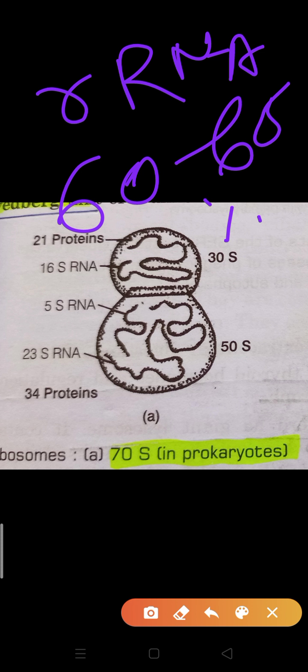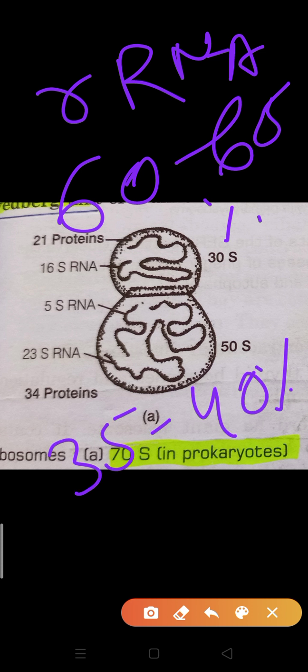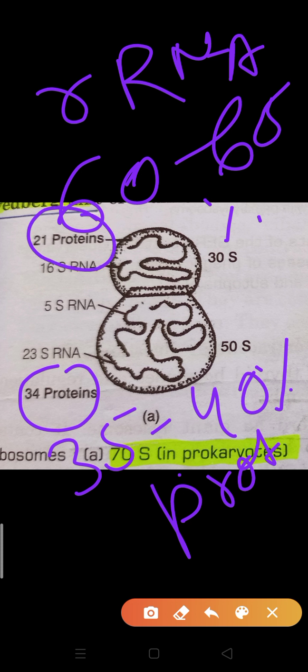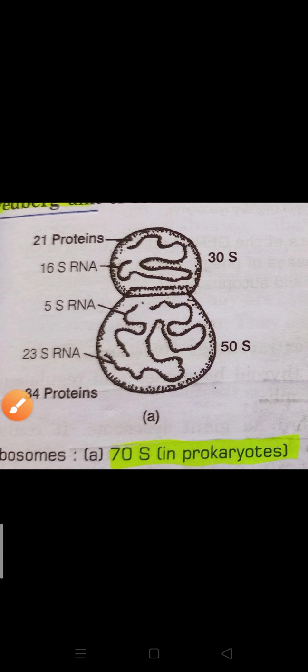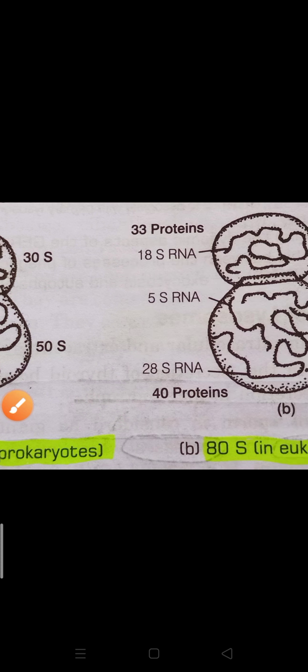So here 60 to 65% of the ribosome is composed of rRNA, and 35 to 40% of the 70S ribosome is composed of protein. Clear? So you can see here 34 proteins and 21 proteins. 34 proteins are present in the large unit and 21 proteins are present in the small unit. So that is the 70S ribosome which is present in the prokaryotic cell.